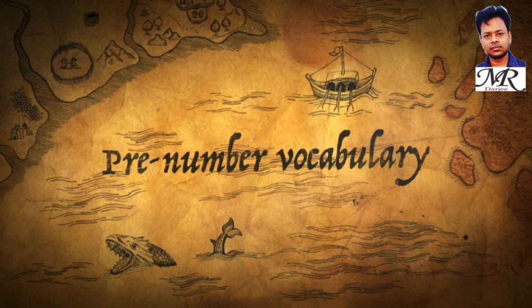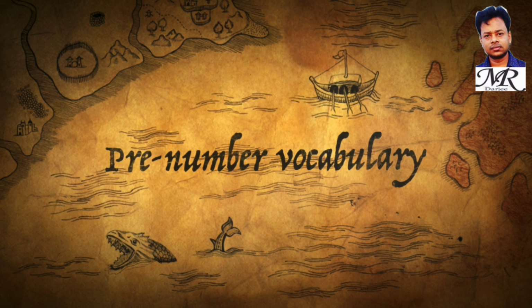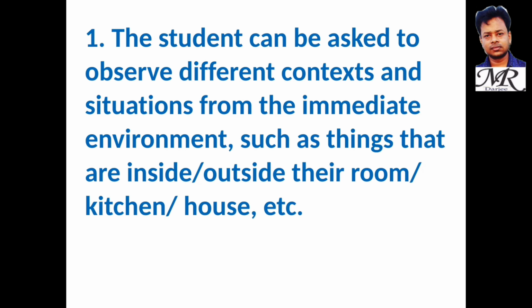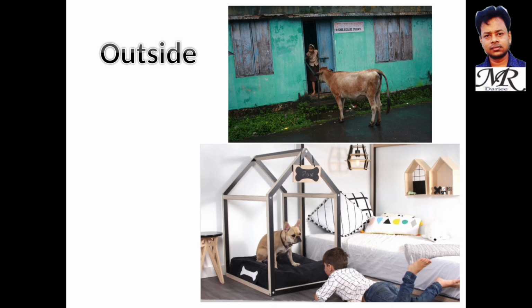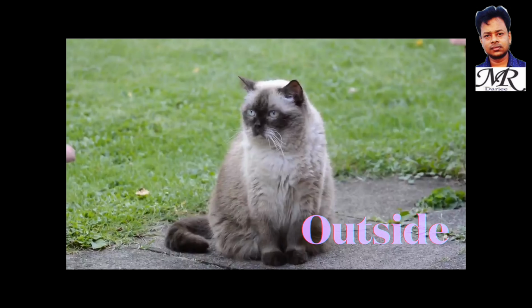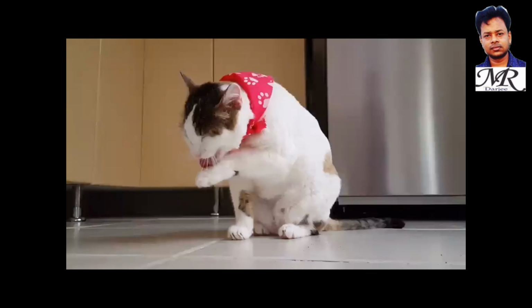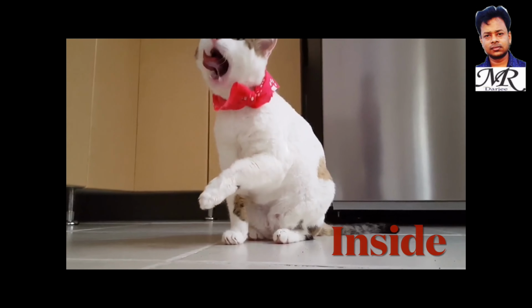Then week 1. Theme: pre-number vocabulary. Students can be asked to observe different contexts and situations from the immediate environment, such as things that are inside or outside their room, kitchen, house, etc. Where is the cow? The cow is standing outside the house. The dog is standing inside the house. The cat is standing outside. The cat is standing inside the house.